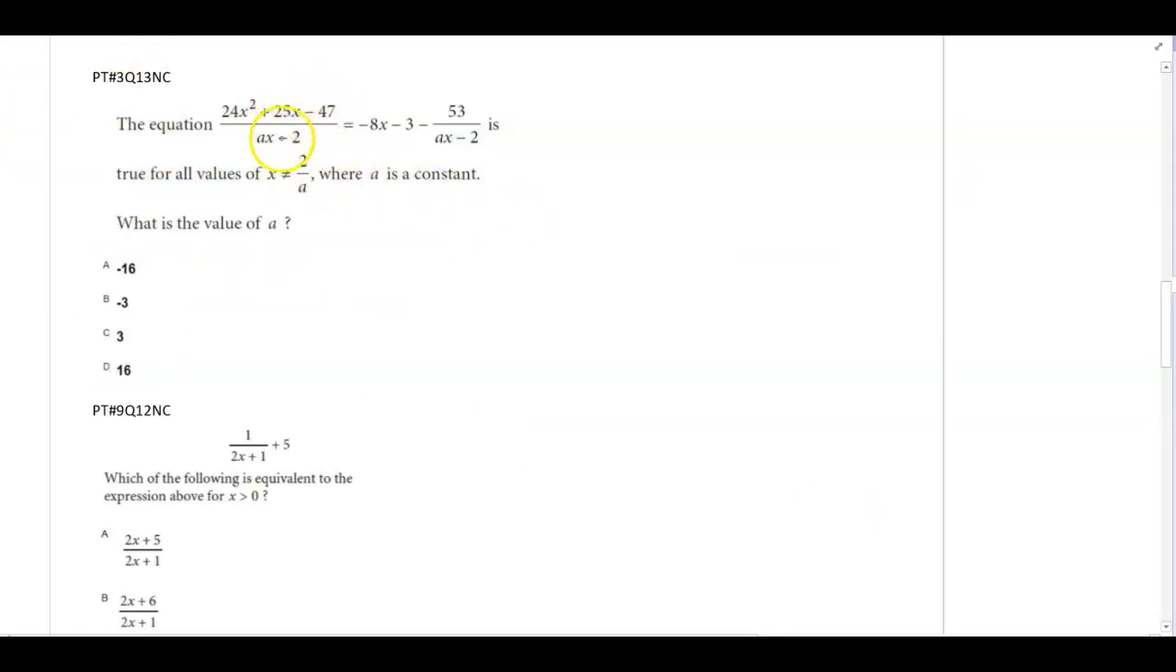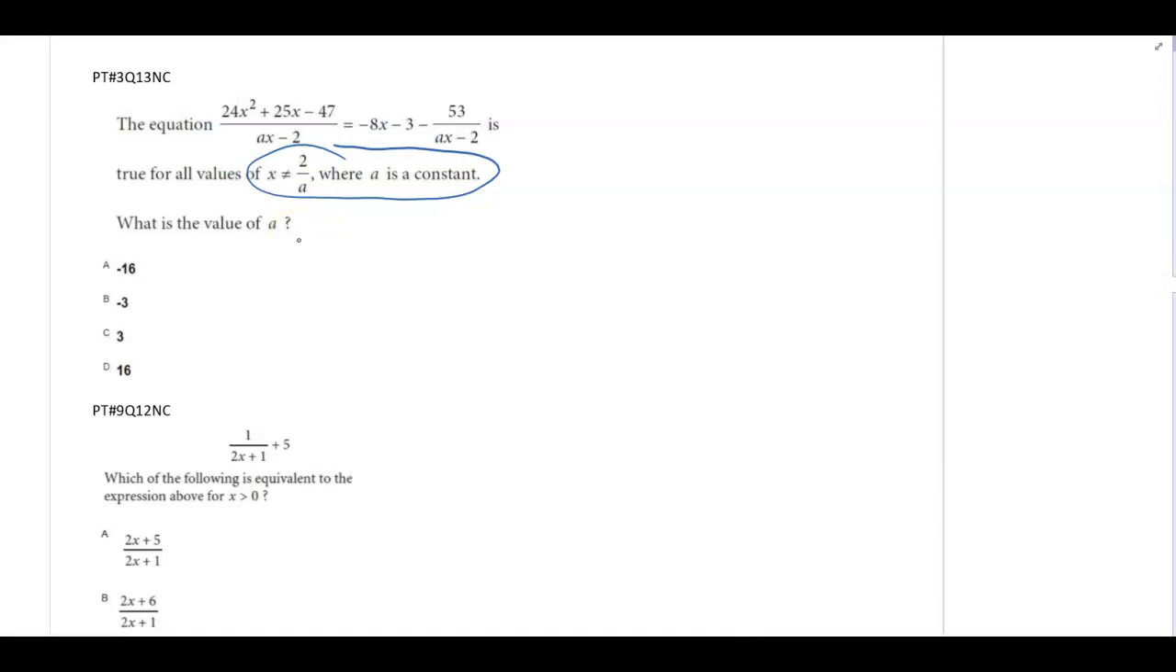Okay, the next one has you take a rational expression and have an idea of polynomial long division, sometimes synthetic division. What it says here is the equation is true for all values of x that are not equal to 2 over a. The reason it can't equal 2 over a is that would make the denominator equal 0, where a is a constant. A being a constant just tells you a is a number. 2 over a is just telling you what value of x makes the denominator equal 0, which we cannot have in mathematics.